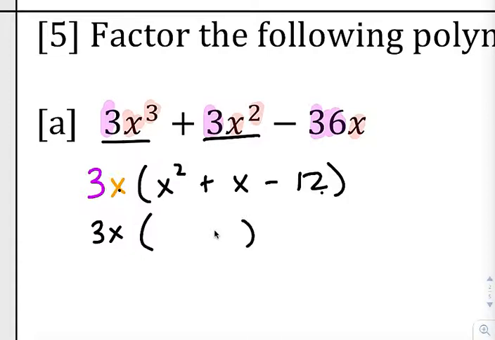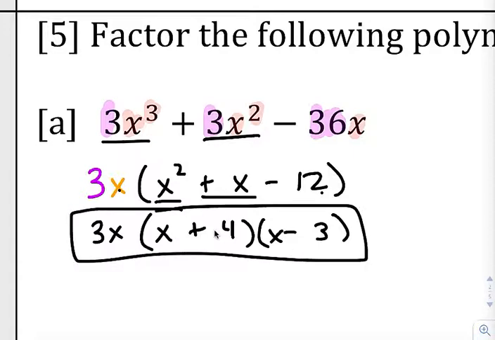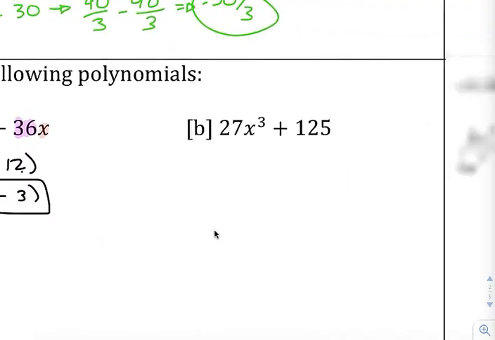And then we have this quadratic that I think we can factor, because x times x is x squared. 4 times 3 is 12, and if we go plus 4 minus 3, that will be the plus 1x in the middle. And again, since it's not equal to anything we can't solve, we can just factor, so we can stop the problem at that point.